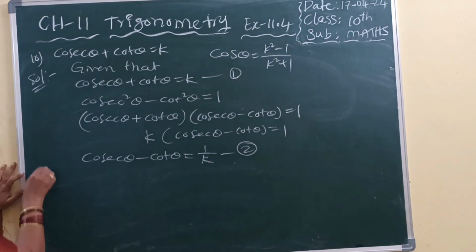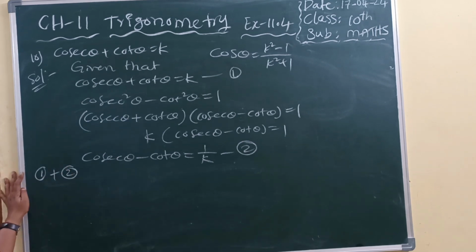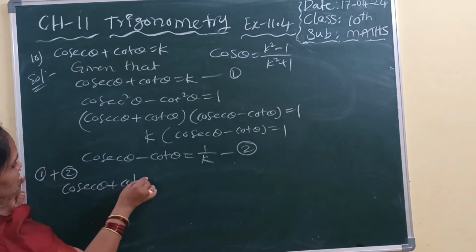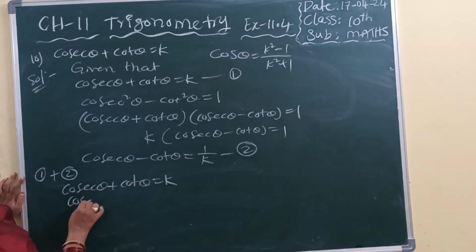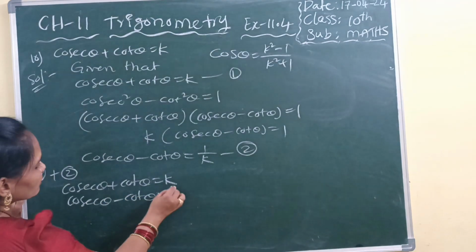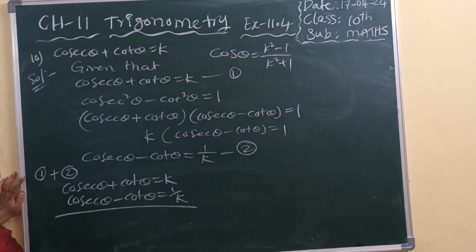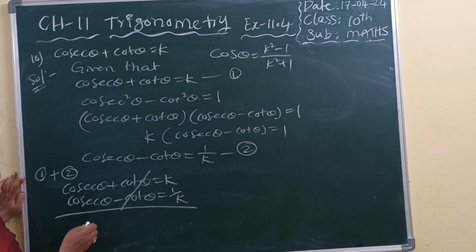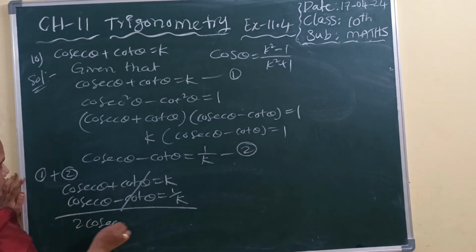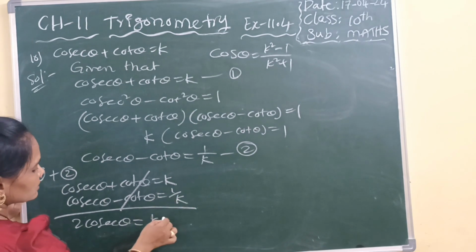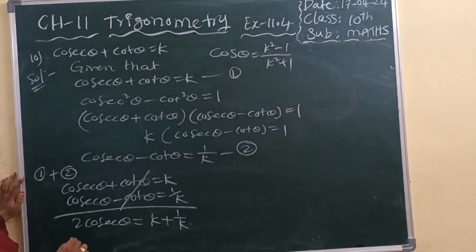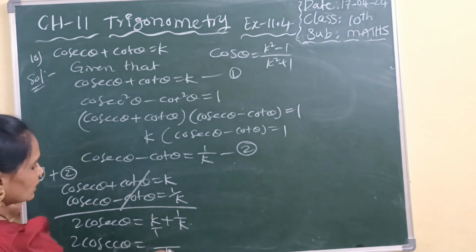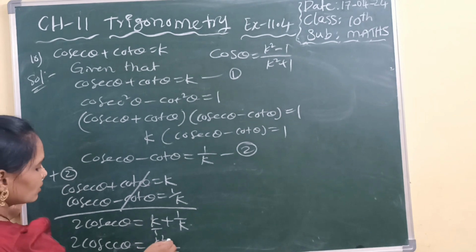Now do equation 1 plus equation 2. So I am writing cosec theta plus cot theta is equal to k, cosec theta minus cot theta is equal to 1 by k. Now we are adding. Plus cot theta and minus cot theta will get cancelled, cosec plus cosec is 2 cosec theta, and k plus 1 by k we are adding. So 2 cosec theta is equal to, take LCM, LCM is k, now k into k, k square plus 1 by k.